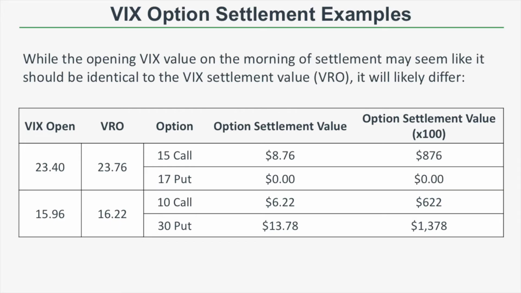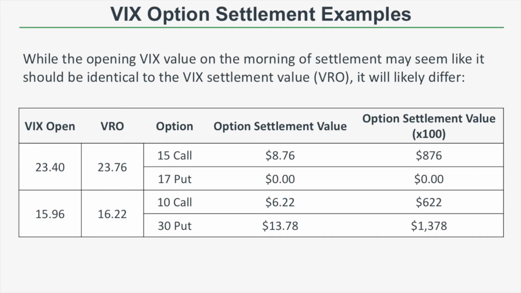In the first example, the VIX opening price was $23.40, while VRO came in at $23.76. Based on a VRO of $23.76, a 15 call would settle to $8.76, which is actually $876 in premium, since every option has a contract multiplier of 100. Now a 17 put is out of the money, so that option will expire worthless at settlement. Since VRO is above the 17 put strike, that option will expire worthless.